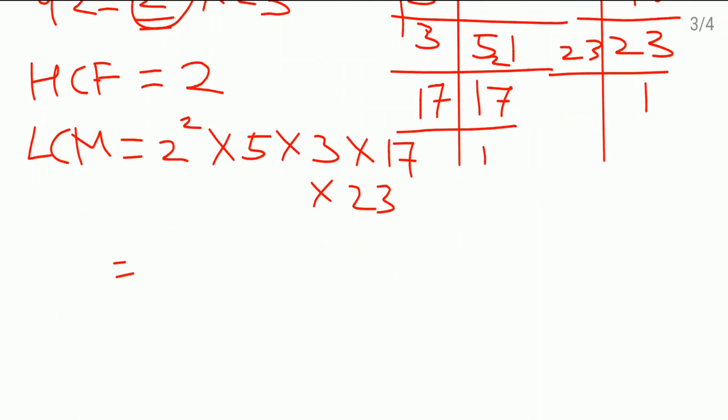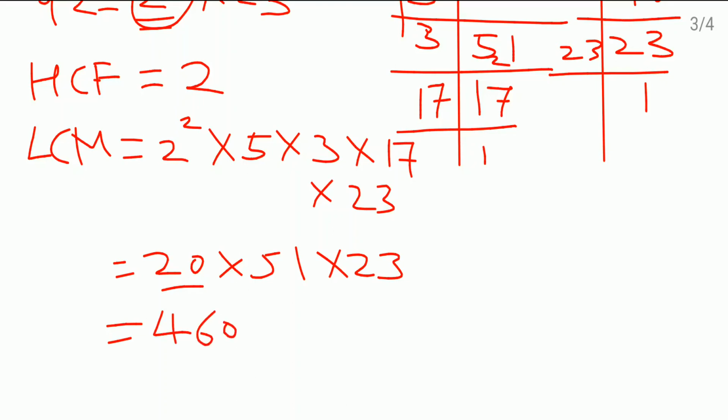See, 2 square, that means 4. 4 5s are 20 here. Okay, this is 20. 17 3s are 51, into 23. So 23 and 20, it will become 460 into 51, which is equal to 23,460. This is the product of these numbers. So I got the LCM also.